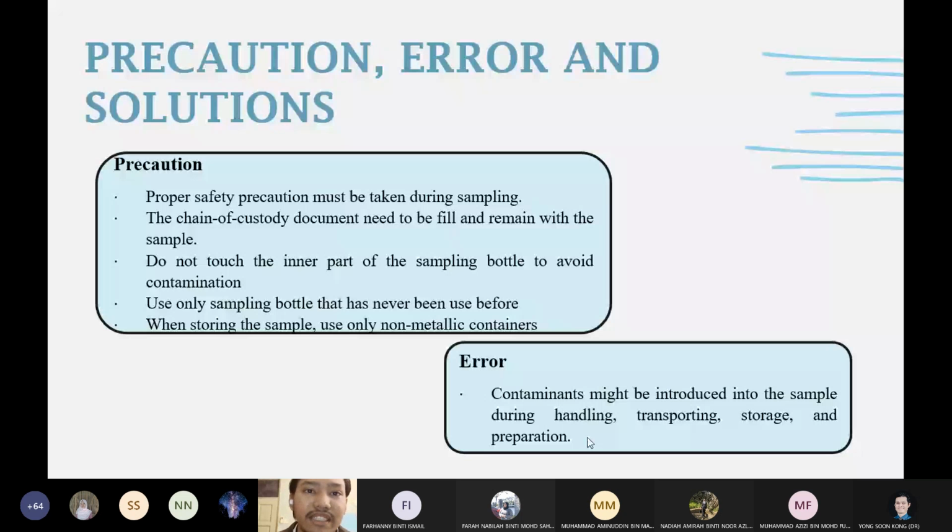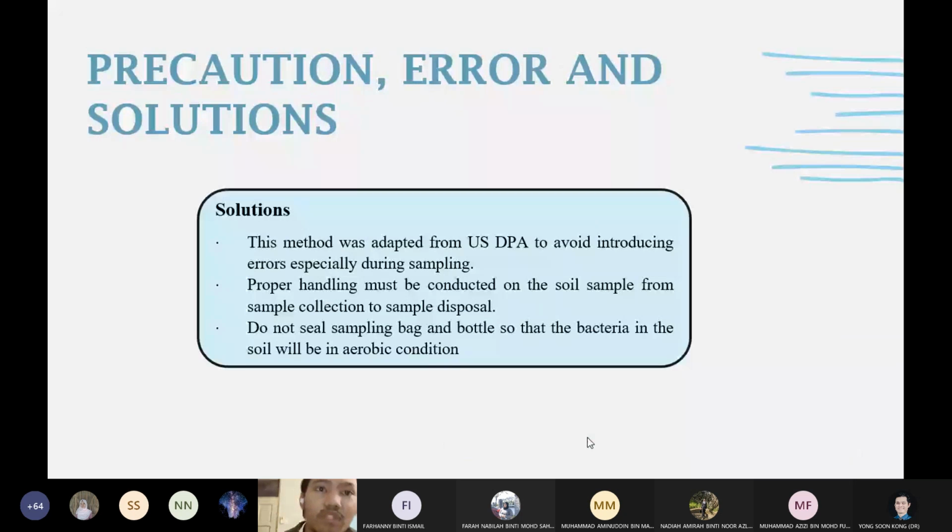Errors in sampling analysis are inevitable. For example, contaminant might be introduced into the sample during sampling, handling, transporting, storage, and preparation of soil. So to avoid introducing any error, especially during sampling, the sampling method is adapted from United States Department of Agriculture, and proper handling of soil sample must be conducted. Lastly, do not seal the sampling container so that the bacteria in the soil will be in its natural aerobic state. That's all for sampling analysis for physical and chemical characteristics.